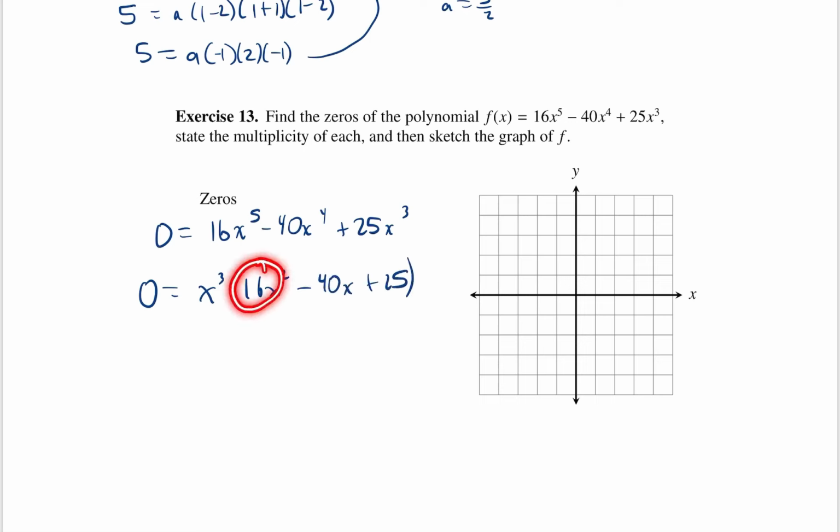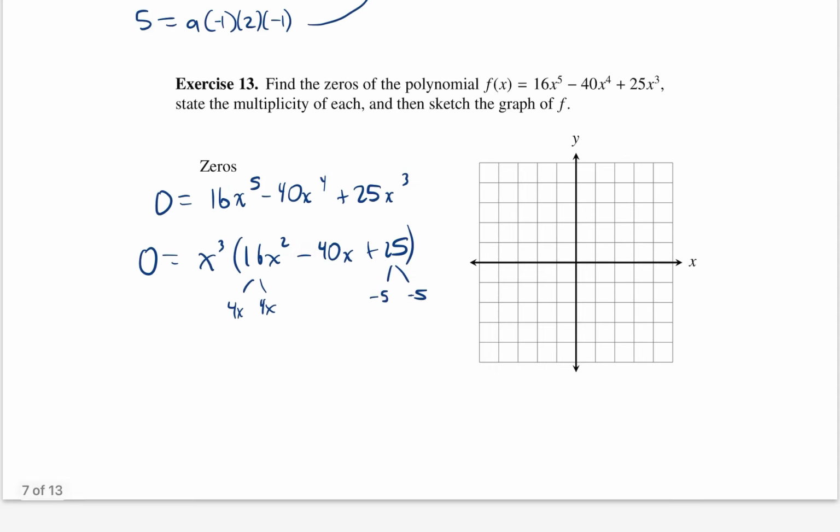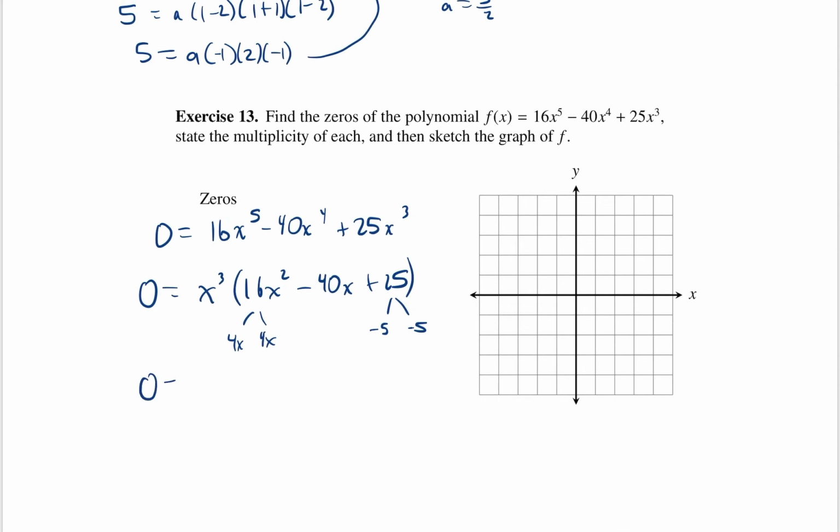And because this is a perfect square and this is a perfect square, this is going to be able to factor into 4x times 4x and -5 times -5. The reason it's negative times a negative is because you need the middle term to be -40. If this were a plus 40, then these would be plus 5 plus 5. So your factors should look like this. x cubed, 4x minus 5, and 4x minus 5, which can be written as 4x minus 5 to the second power.